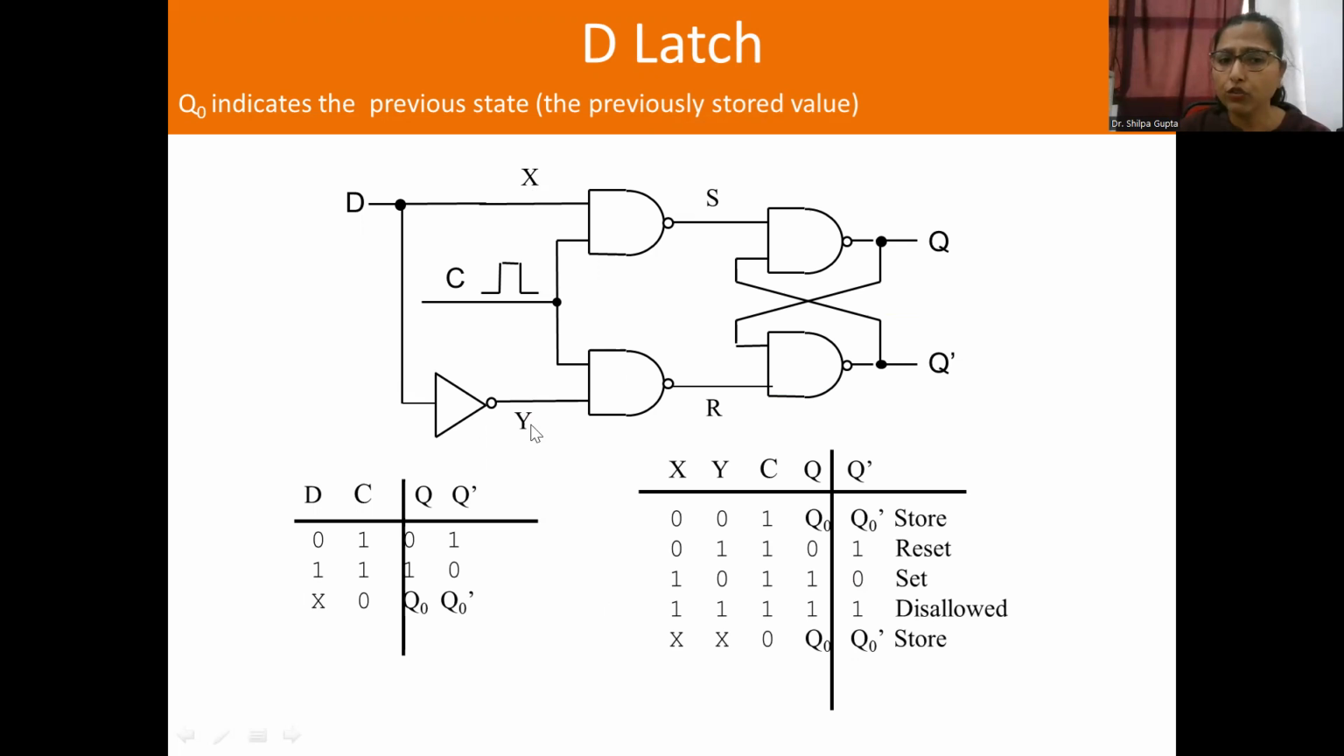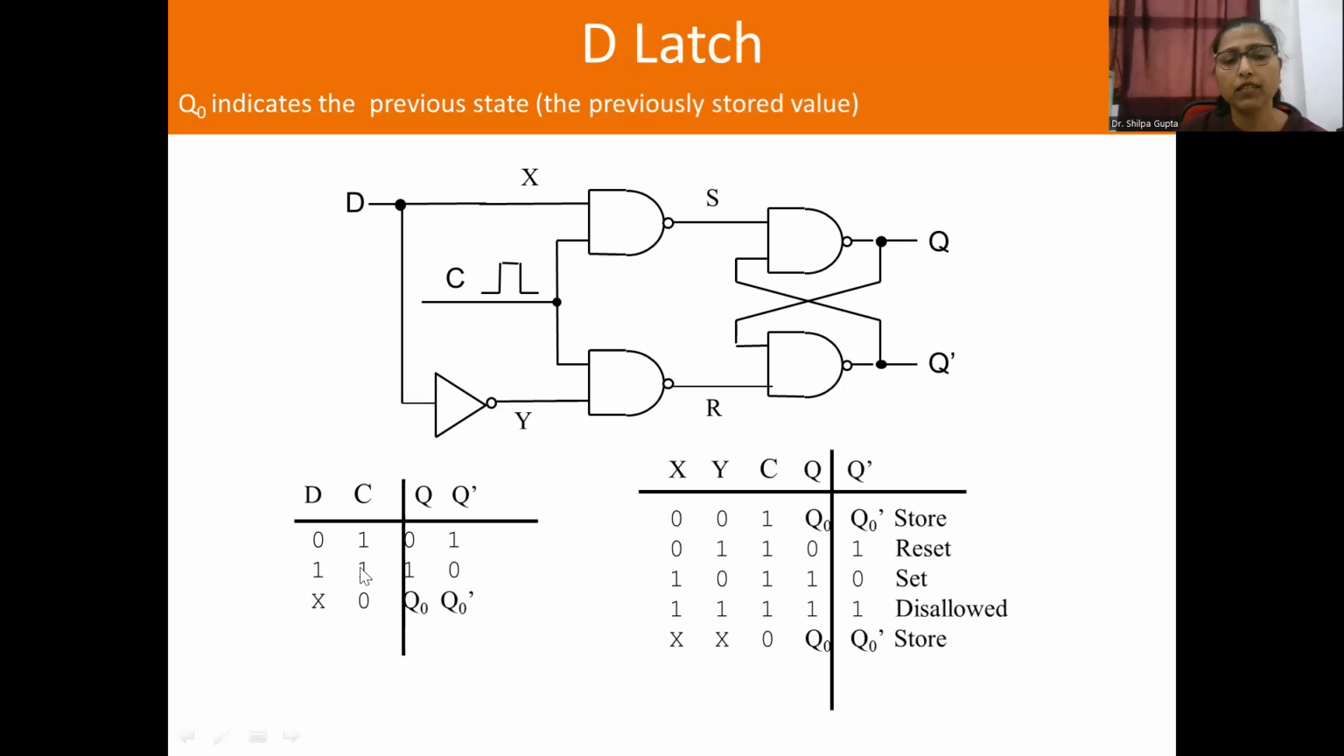If X is 0, Y should always be 1, and if X is 1, then Y should always be 0. So only these two cases we are using, and for it the clock should be 1, because we have already discussed that if it is an active high clock, the clock should be 1 for this flip-flop to work, and if it is active low, then the clock should be 0 for the flip-flop to work properly, right? In that case, we are considering that the clock signal is 1, and these two combinations 0, 1 or 1, 0 we are using for X and Y.